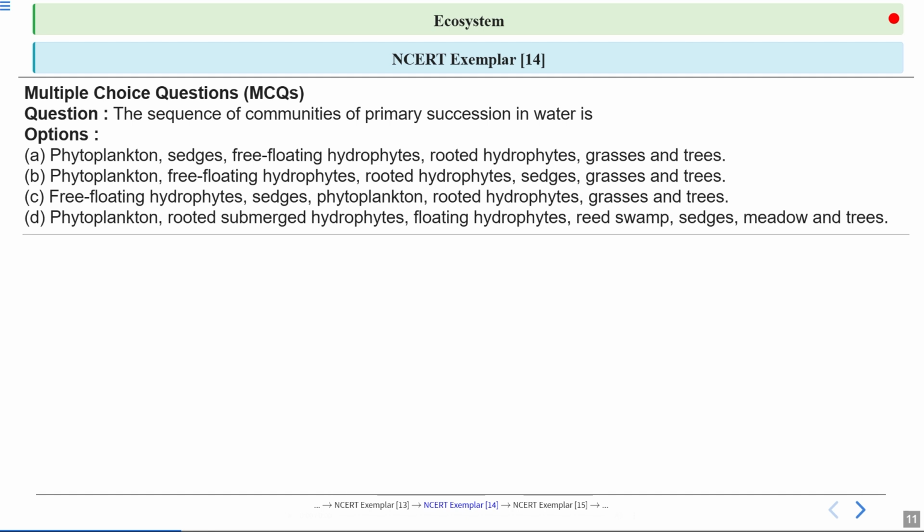The next question is also based on ecological succession. The sequence of communities of primary succession in water is. You have four options and you have to select the correct answer from these options. So what is the correct sequence? The sequence of communities of primary succession in water means they are talking about the aquatic ecosystem here.